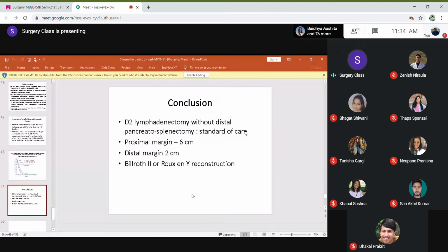Reconstruction is preferably Roux-en-Y reconstruction. If the patient is very morbid, in ill health, and you want to reduce the duration of surgery and the morbidity, then you go ahead with Billroth 2 reconstruction, where you can do only one anastomosis. So it will be very fast. Doing a gastrectomy and Billroth 2 reconstruction will take about 2 to 3 hours. But if you want to do a Roux-en-Y reconstruction, then you have to add half an hour to 1 hour more to the surgery. Okay, are you listening to me now?